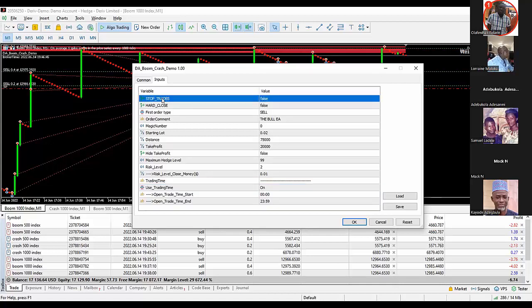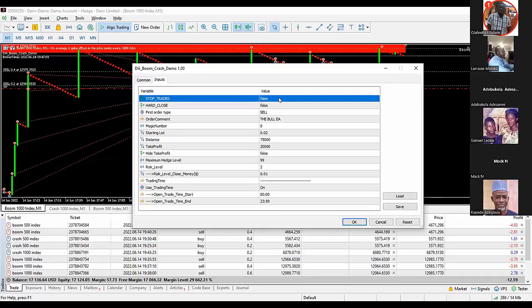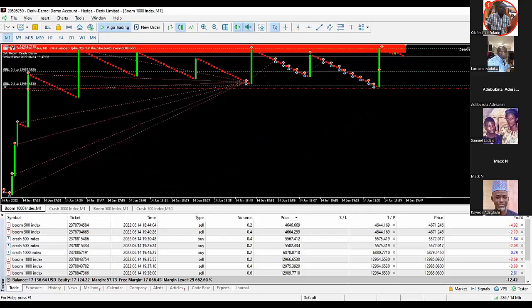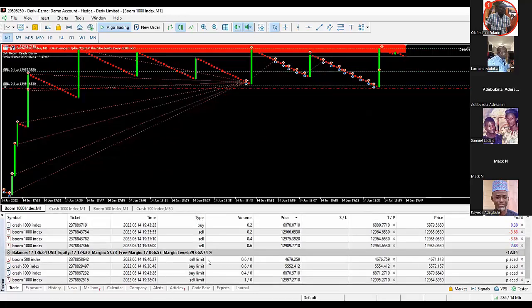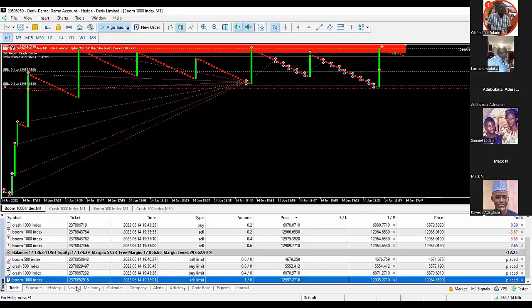When you said stop trade, what did I mean? When you turn it on, I will show you in my account, it's already on in one of my accounts. By default it is always false. If I turn it on in Boom, what is going to happen is that Boom will not take the pending order, which is 1 in Boom. It will take it, and that will be the last trade that Boom will take.